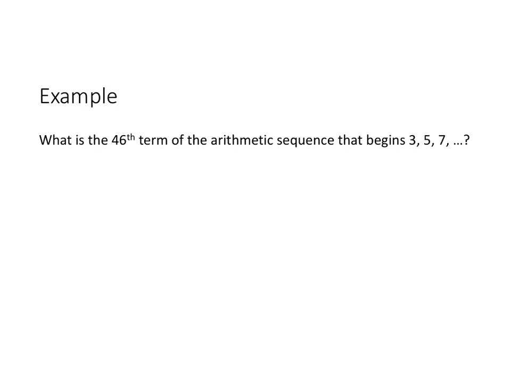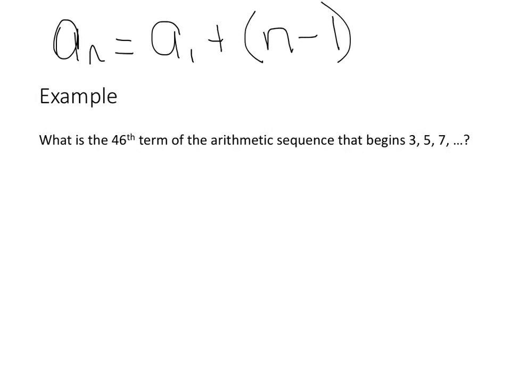Alright, here's the example we're going to do together. We're looking for the 45th term of the arithmetic sequence that begins 3, 5, 7, and so on. So we're going to be using the arithmetic sequence formula, which is A_N equals A1, which is your first term, plus the term you're looking for, minus 1, times your common difference. So all we have to do is plug that information in.